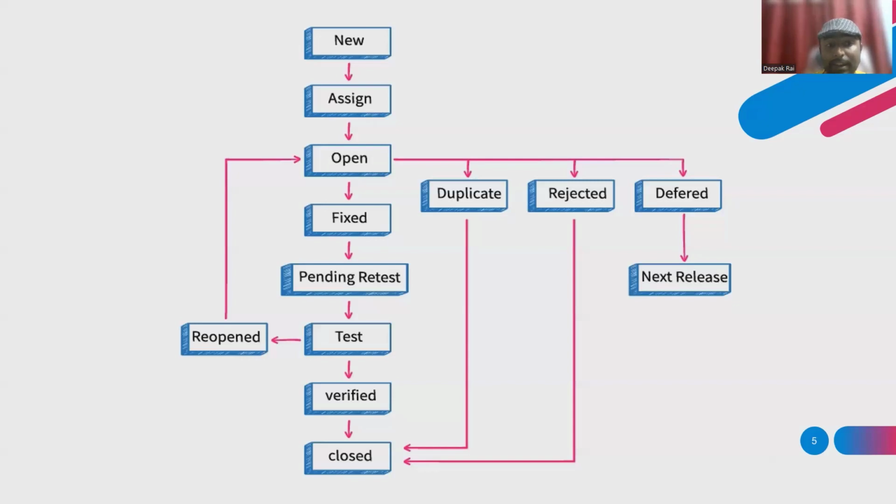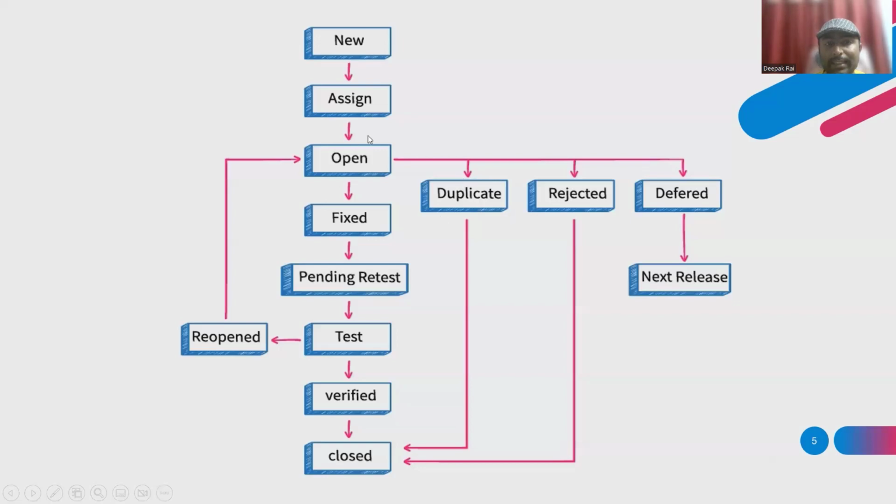If the defect still persists, then they reopen the defect and assign it back to the open state. And here in the open state, the analysis starts again. It means there are two paths: one with the fixed state and the second with duplicate, rejected, and deferred, totally depending on the scenarios.